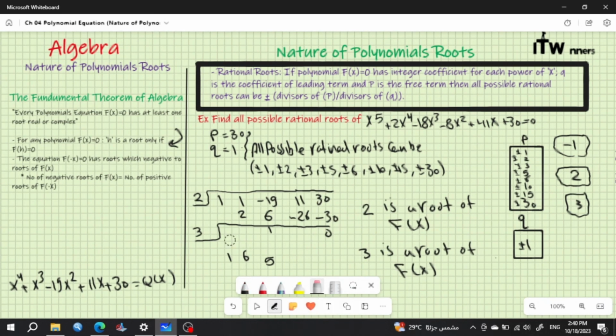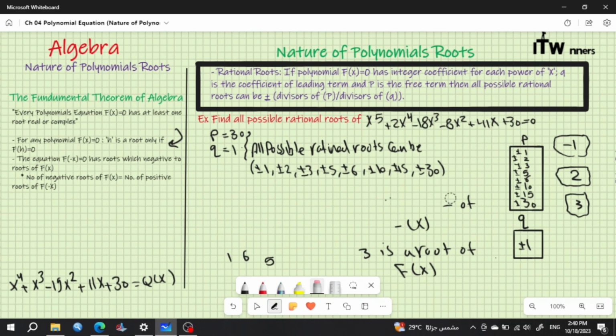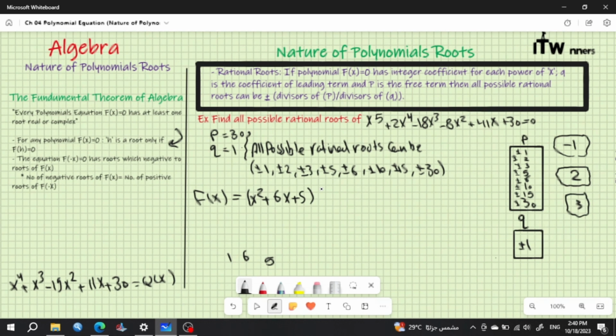So just clear this and rewrite f of x as we reach the power of square. So here we have f of x equal to this quotient x squared plus 6x plus 5, this into x plus 1 from this root, x minus 2 from this root, and x minus 3 from this root.